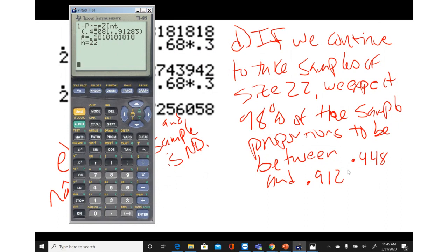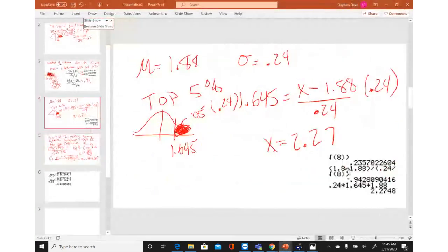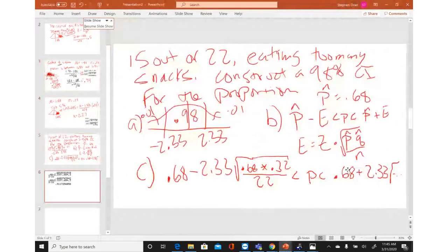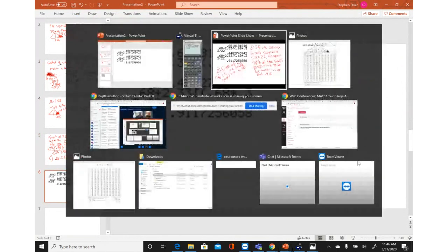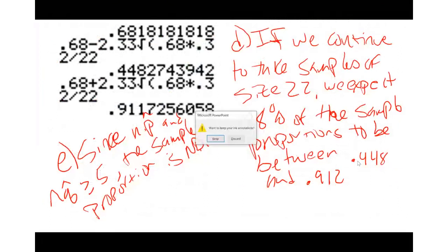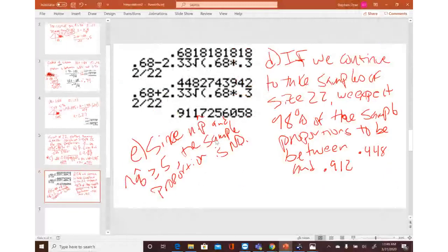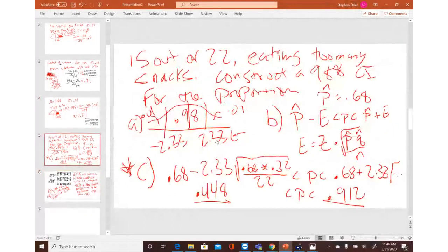On the test, if I say construct this confidence interval, I don't have any way of knowing how you do it. I'll let you do it however you feel best.